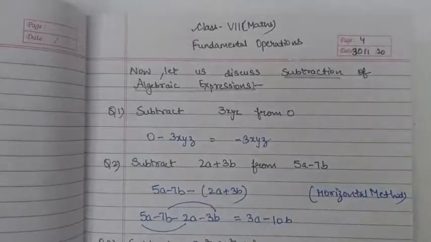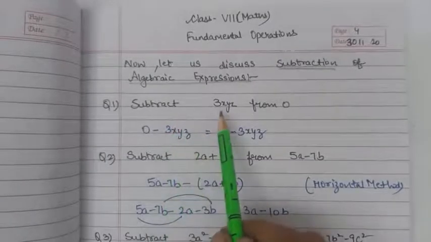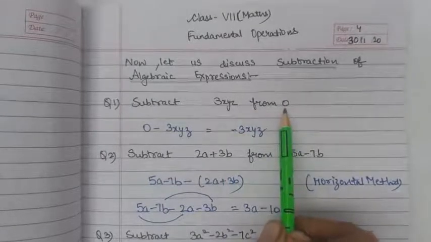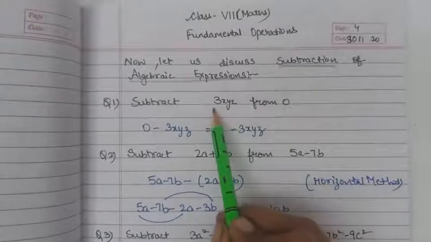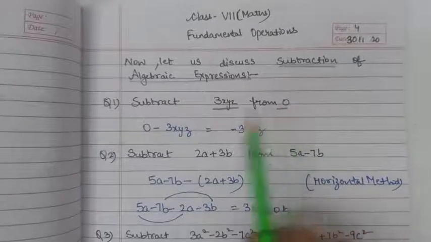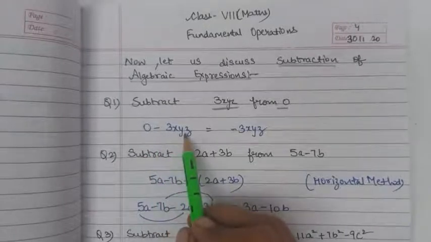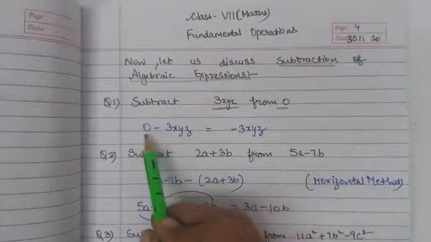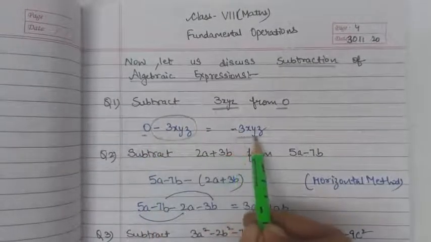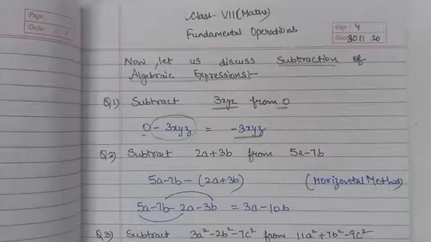So let us start. The first question is, we have to subtract 3xyz from 0. From 0 means we will subtract 3xyz from 0, so 0 will come first. That is 0 minus 3xyz. So this is nothing, it means this will be our answer. This is very simple. Now let us move to the next question.